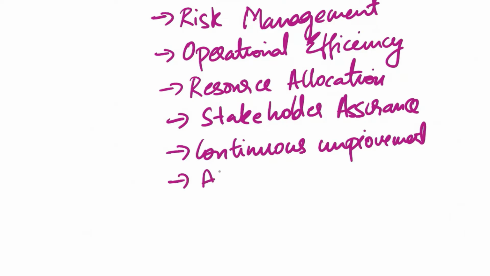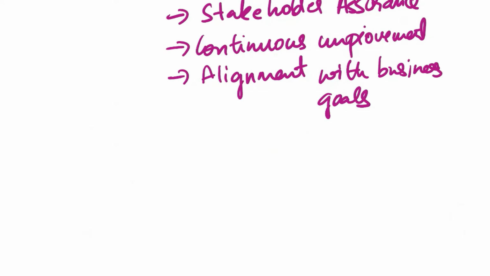Next is alignment with business goals. Ensuring that IT systems support and align with the organization's strategic objectives is a key aspect of IT audits. It helps maintain a strong connection between IT and business goals.